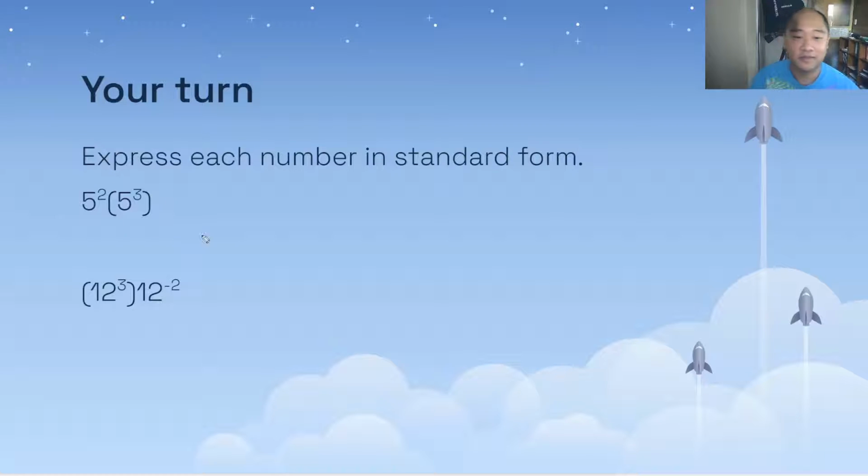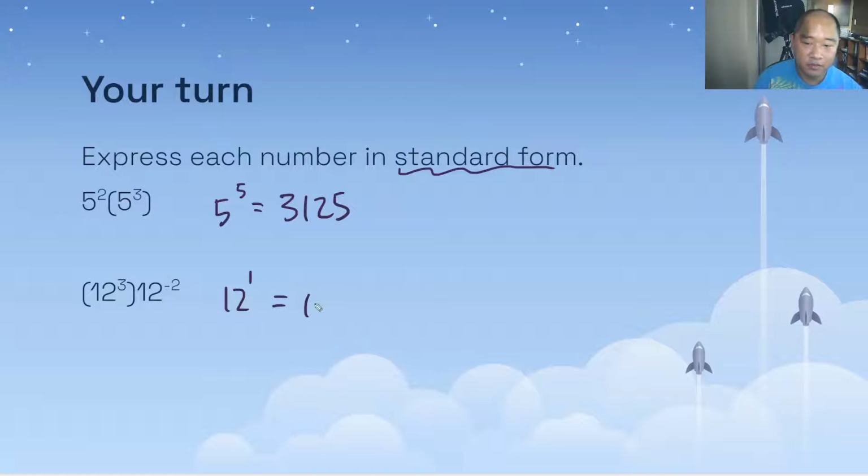Welcome back. This is 5 to the power of 5, and this is 12 to the power of 1. They want you to write this in standard form, though. So this would have been, oh man, what is 5 to the power of 5? Some big number in the thousands, perhaps. 3,125, and this one is just 12.